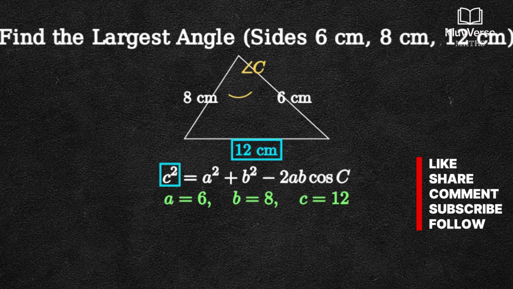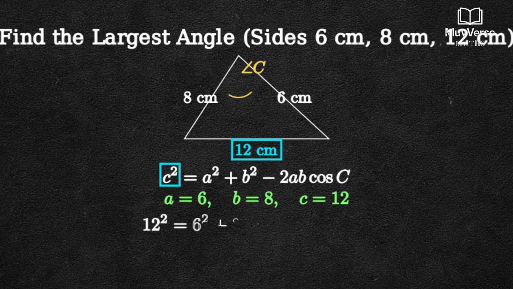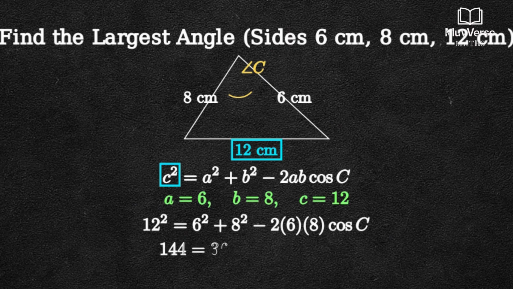Step 3. Substitute the values. 12 squared equals 6 squared plus 8 squared minus 2 times 6 times 8 times cosine C. Compute the squares to get 144 equals 36 plus 64 minus 96 cosine C.